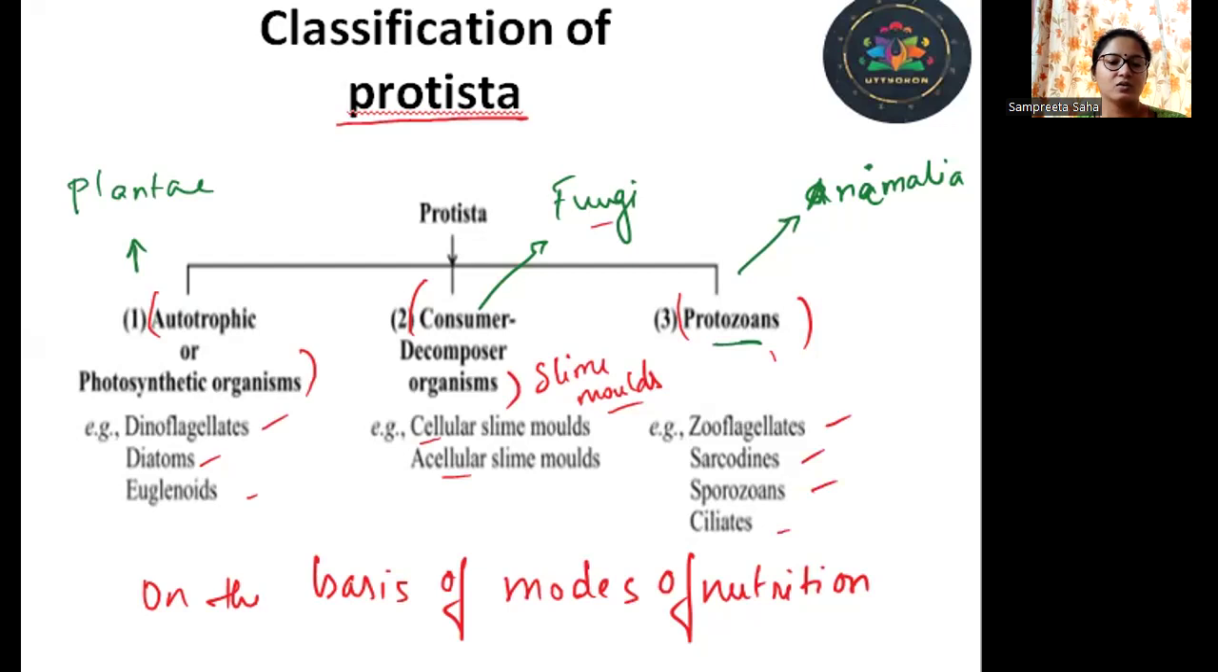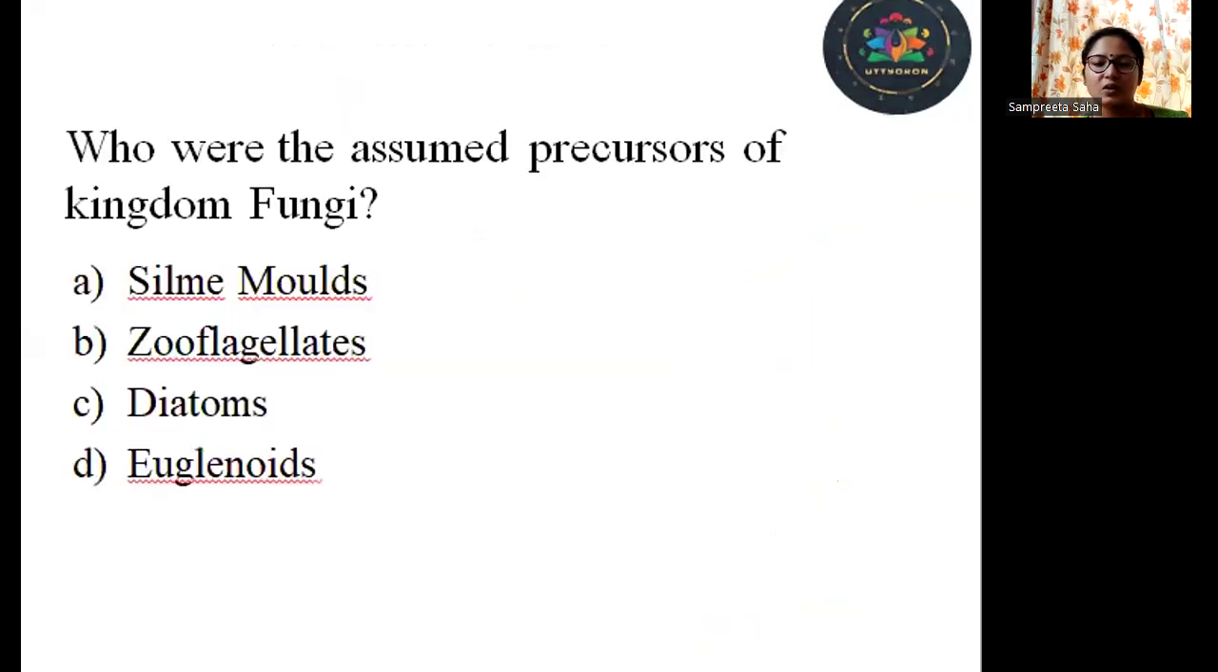So that's all for today, students. And let's take a question to test your understanding. Who were assumed to be the precursors of kingdom fungi? Is it the slime molds? Is it the zooflagellates? Is it the diatoms? Or is it the euglenoids?